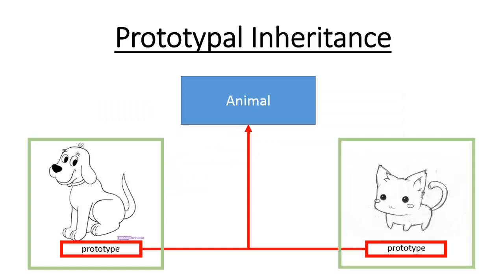To summarize everything, prototypal inheritance happens when an object's prototype attribute points to another object in order to inherit its attributes and methods.